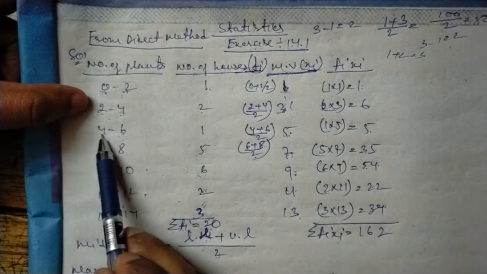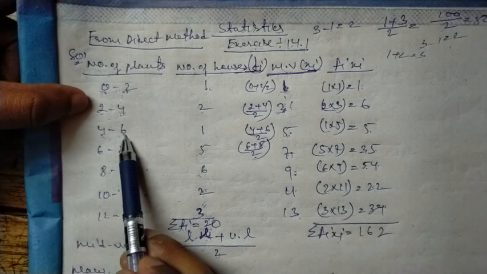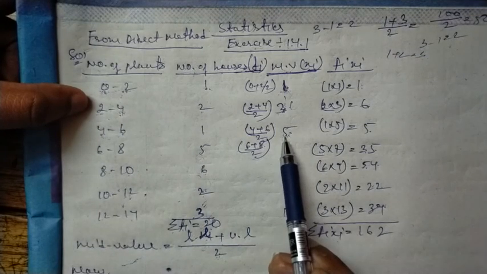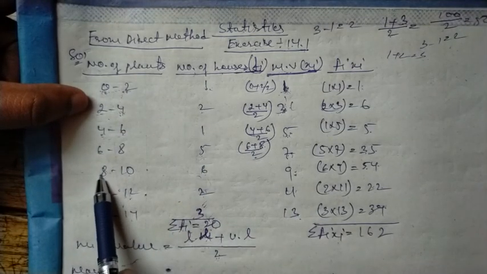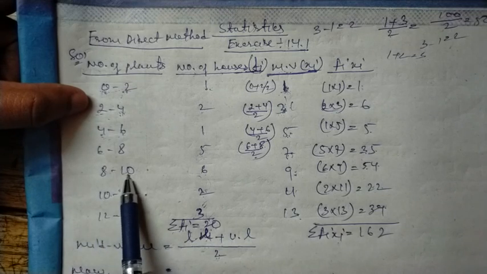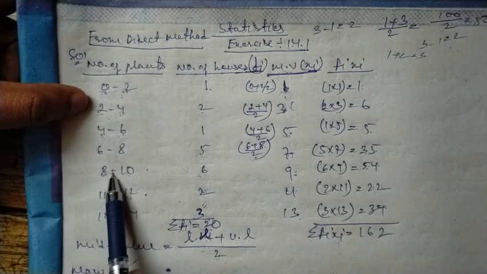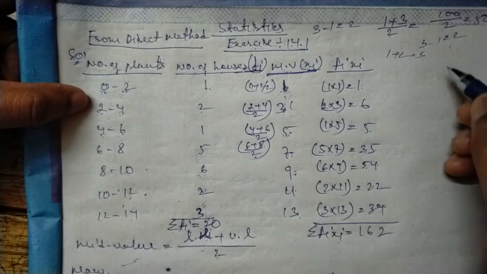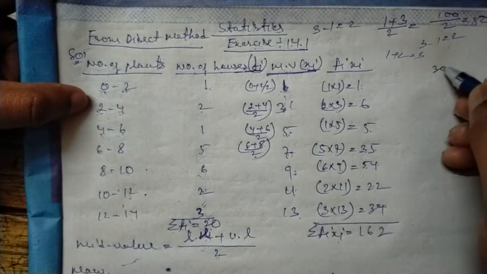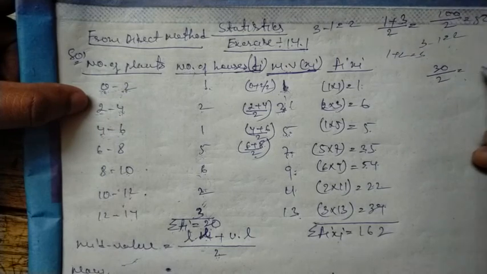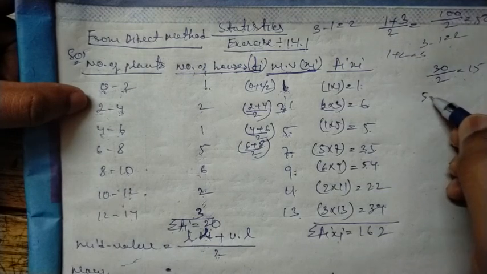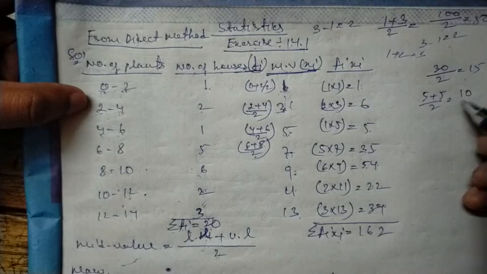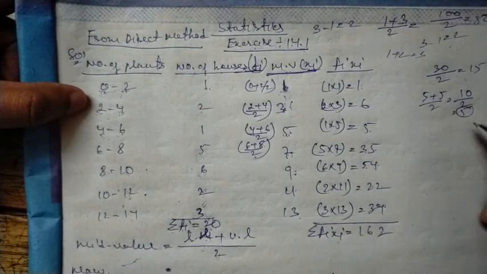Suppose 4 plus 6 is 10, and 10 divided by 2 is 5. In every class interval, you add the lower limit and upper limit and divide by 2, and you get half of that number. Suppose there is 30; if you divide by 2, you get 15. Suppose 5 plus 5 is 10, divided by 2, you'll get 5.